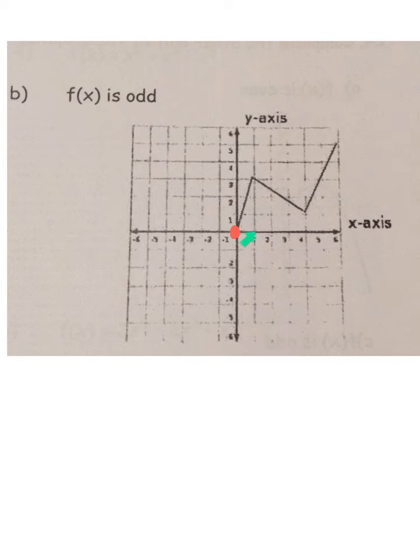So I go over 1, up 3. So what I'm going to do is I'm going to go over 1 to the left, and I'm going to go down 3. So we're going in the opposite direction. So I'm going to say that again. Right 1, up 3. So I'm going to go left 1, down 3. And I'm going to put a dot right there. Okay, so there we go. So you're going in the complete opposite direction.